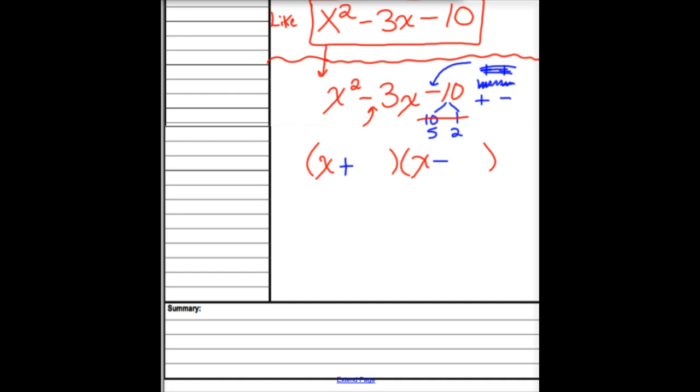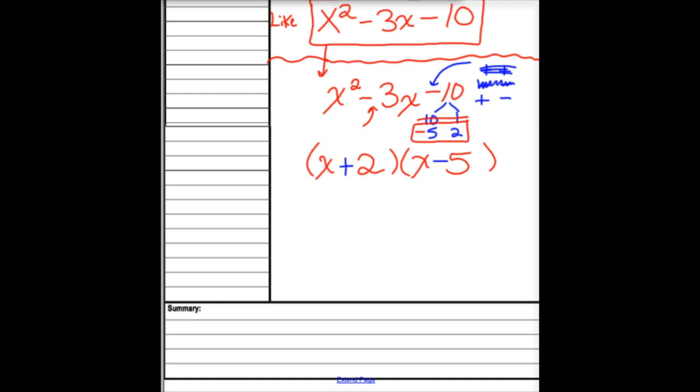However, with the 5 and the 2, I can get a negative 3. I can't have them both be positive, because then it'd add up to 7. I can't have them both be negative, because then it'd add up to negative 7. However, if I make the 5 negative, now those numbers meet both criteria. They multiply to equal negative 10, and they add up to negative 3. So my 5 is negative, and the 2 is positive. And now it's factored correctly.